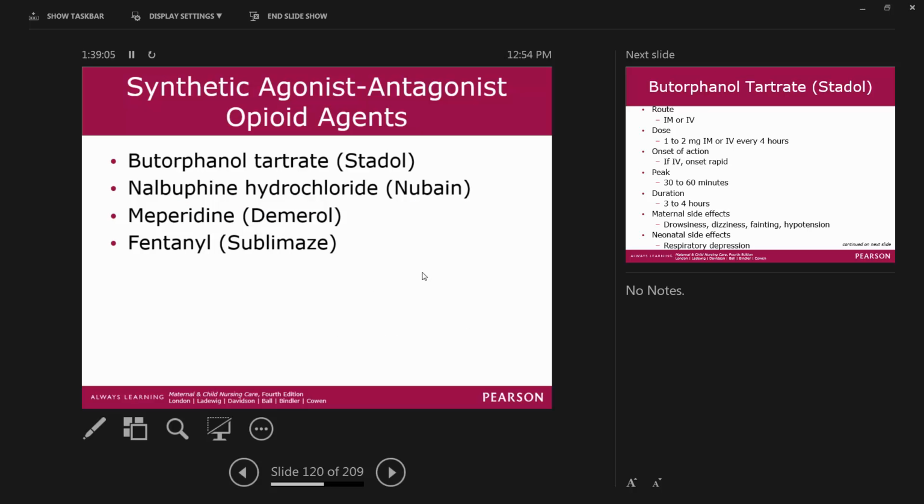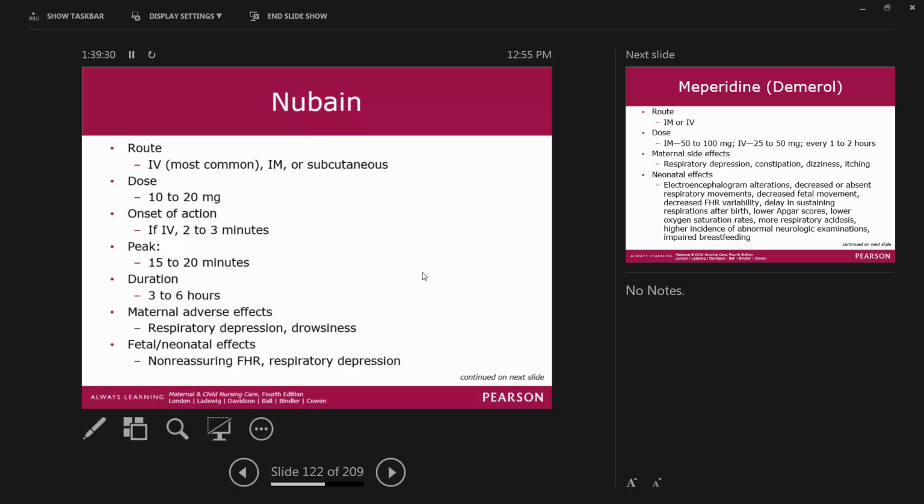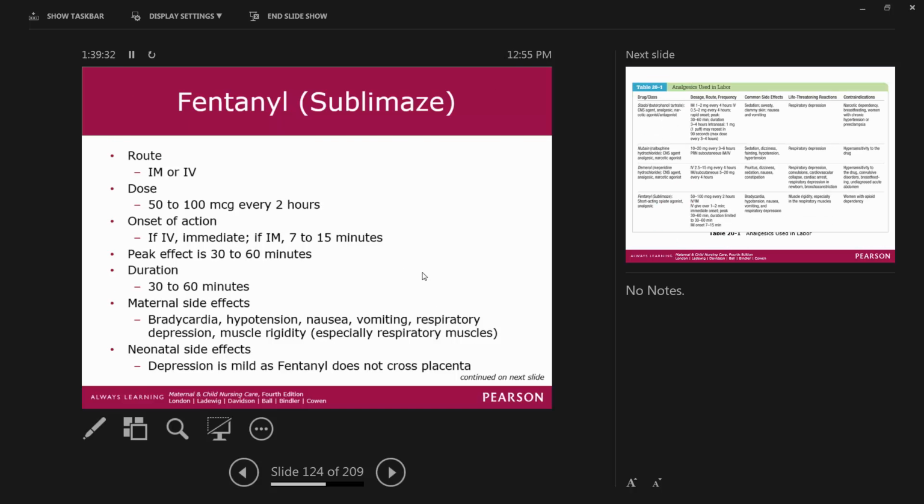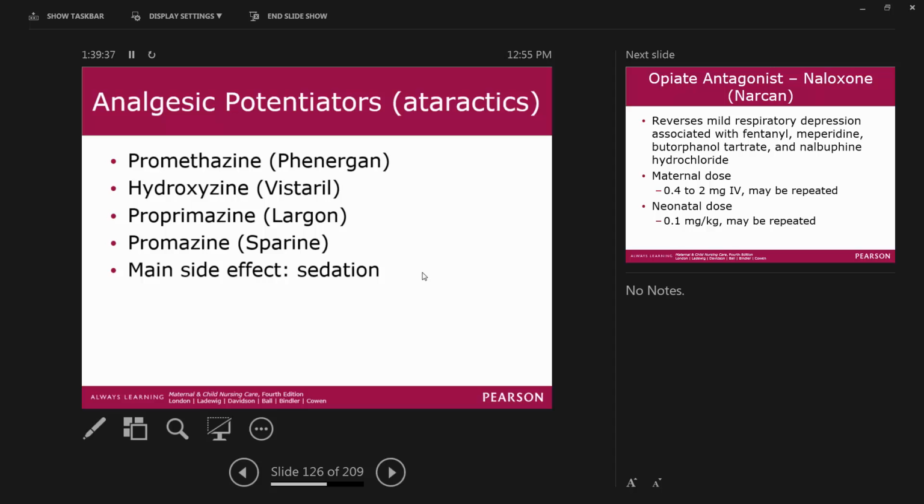So, as far as IV push medications, Stadol, Nubain, Demerol, and fentanyl are 4 of the common medications that we get in labor. And they're IV. She can have them every 1 to 2 hours depending on which medication it is. I have included the slides about all this information, route, dose, and so on, on each one of these medications, okay, for you to review. Here's also another one of these lovely charts, okay?